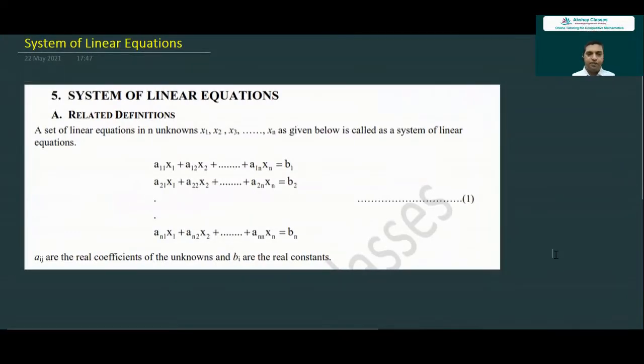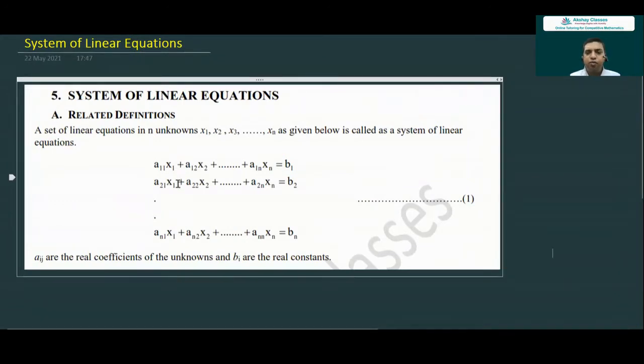So this is the definition of a system of linear equations. Linear equations means the unknown variables are of degree 1. If the unknowns are of degree 2, it is called a quadratic equation.